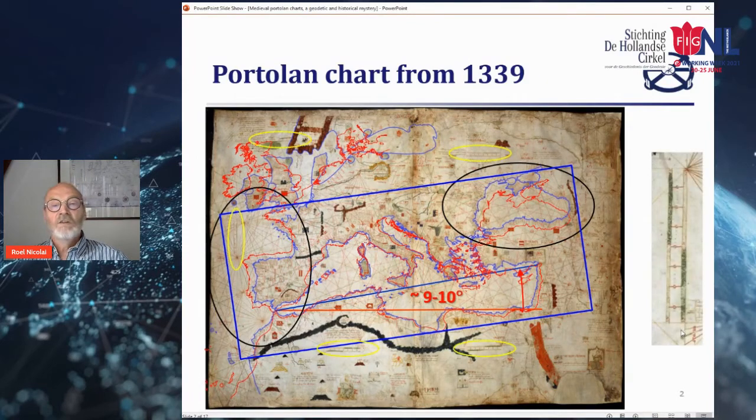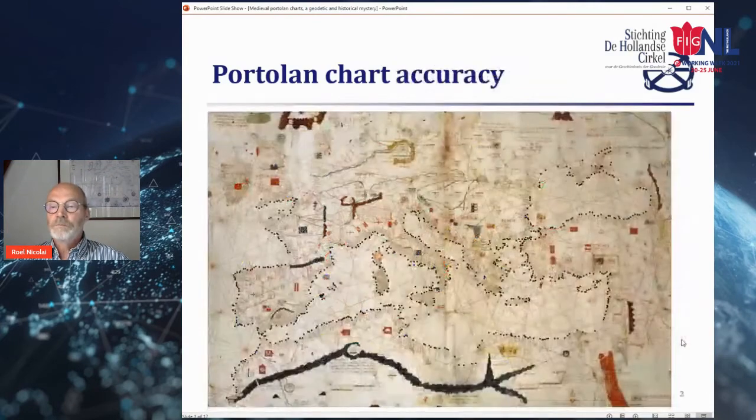Finally, portolan charts are the first maps drawn to scale and equipped with scale bars that look like letters, 5 on this chart in the yellow ellipses. The Italian word for letter is scala, and this is where our word scale comes from.